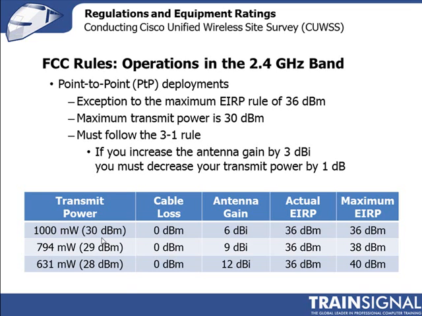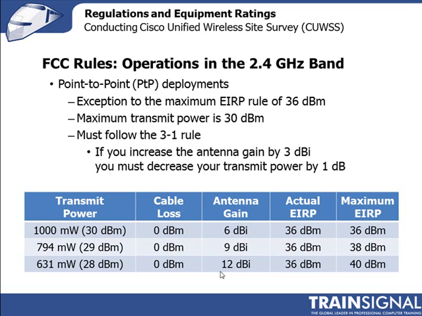So in this illustration here, you can see I'm transmitting at 30 dBm, my maximum power, and I'm assuming a zero cable loss here and a 6 dBi antenna, just like we saw before. And of course, that gives me my 36 dBm maximum EIRP. But look what I can do now. I've moved to a 9 dBi antenna. So I've increased it by 3 dB, but I only have to reduce the power by 1. So it's that 3-to-1 rule. So I reduce the power level by 1 dB.